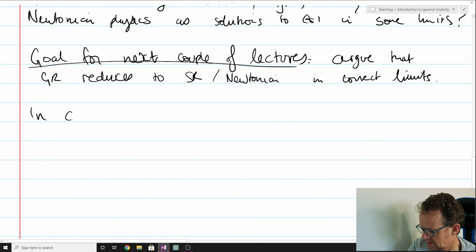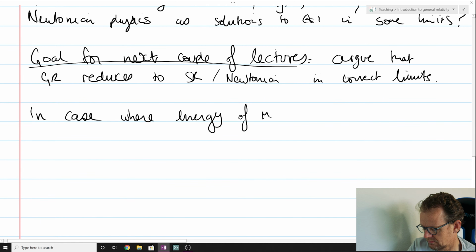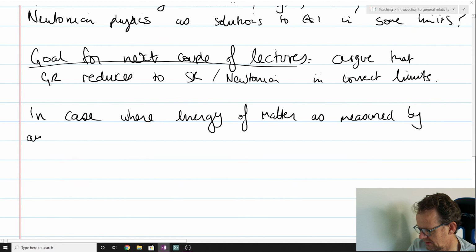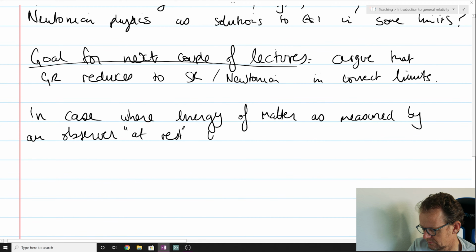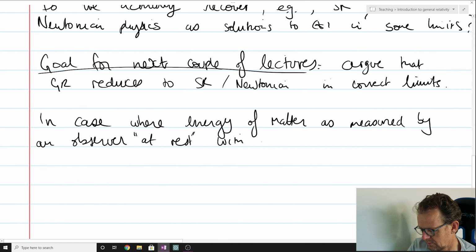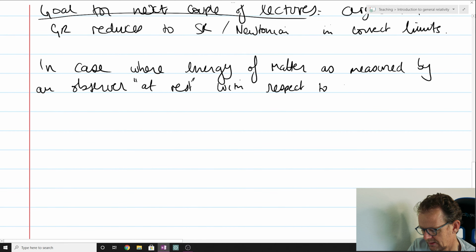So one of the simplest limits that we can investigate is the case where the energy of matter, as measured by an observer at rest (and I have to put scare quotes around that) with respect to the heavenly bodies or masses or dust or whatever.